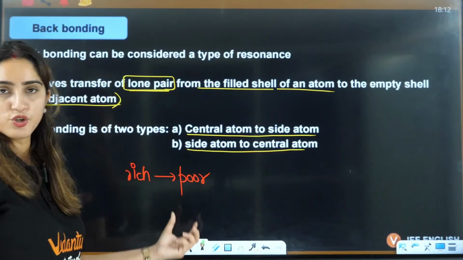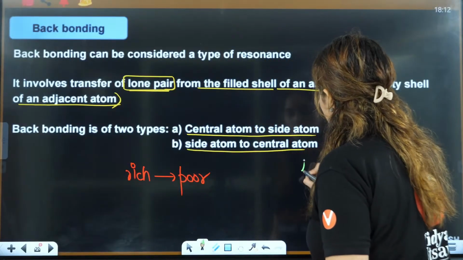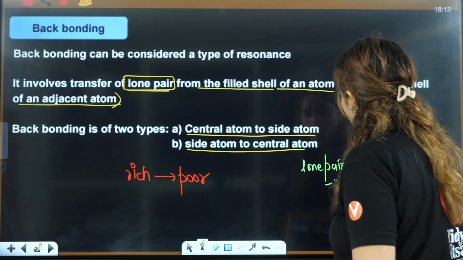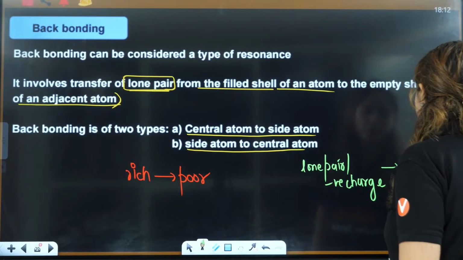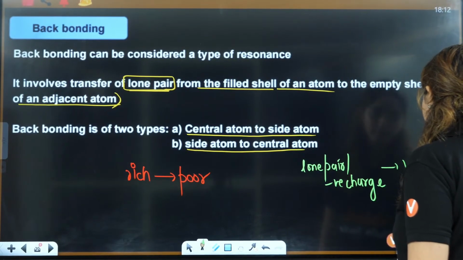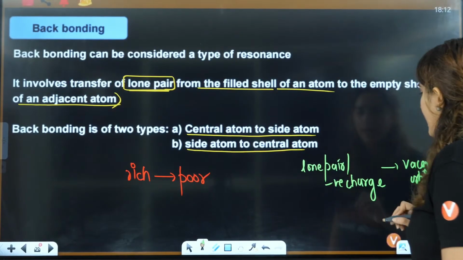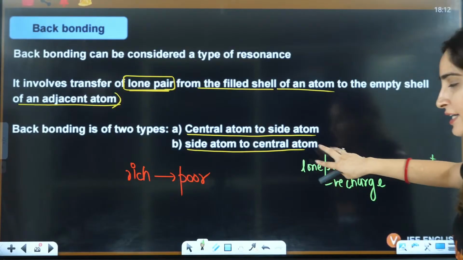Donation is from rich to poor. It can be if you have a lone pair or a negative charge, it will be donated to vacant orbitals. Vacant orbitals. Okay. If there is no lone pair here, no negative charge, then it is not rich.